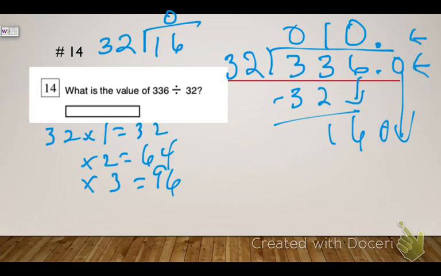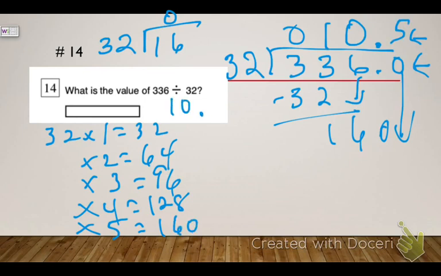Drop the 0. All right, we're not quite at 160 yet, so we got to go again. Now, times 4 is 128. Times 5, this is 160. Well, guess what? Answer 10 decimal point 5. That's our answer, kids.